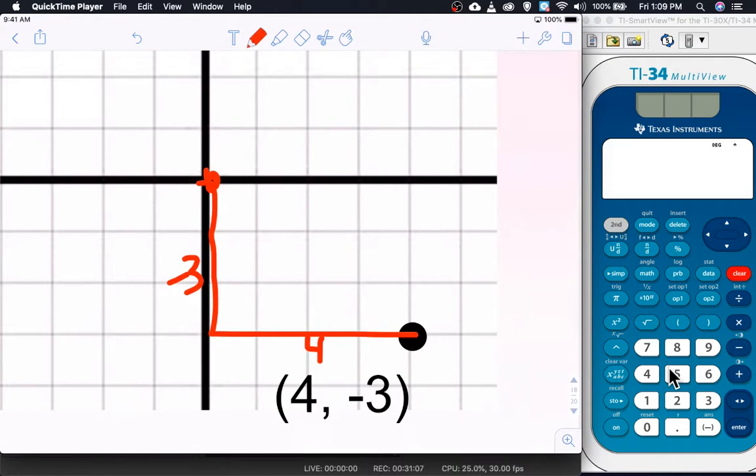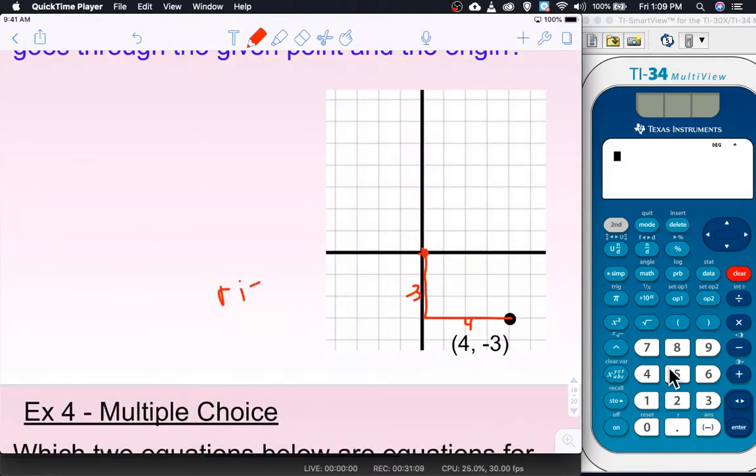My slope is rise over run. Slope is down 3 over 4. So I know my equation is negative 3/4 x something. That's my slope. Now my y-intercept is where the line crosses the y-axis.